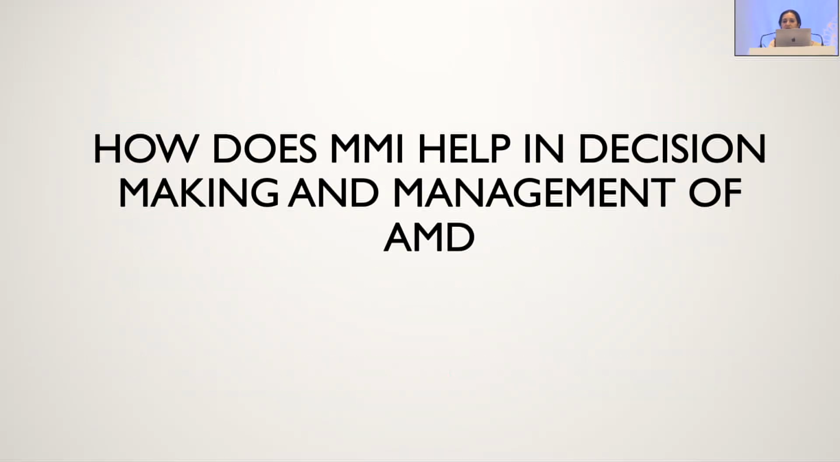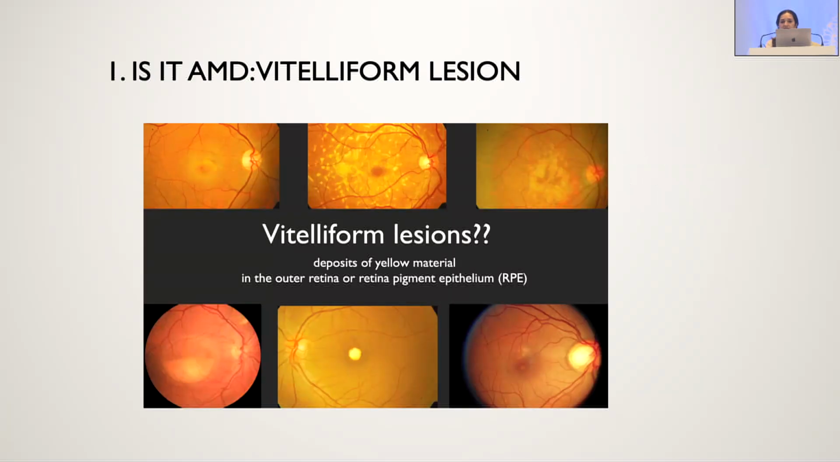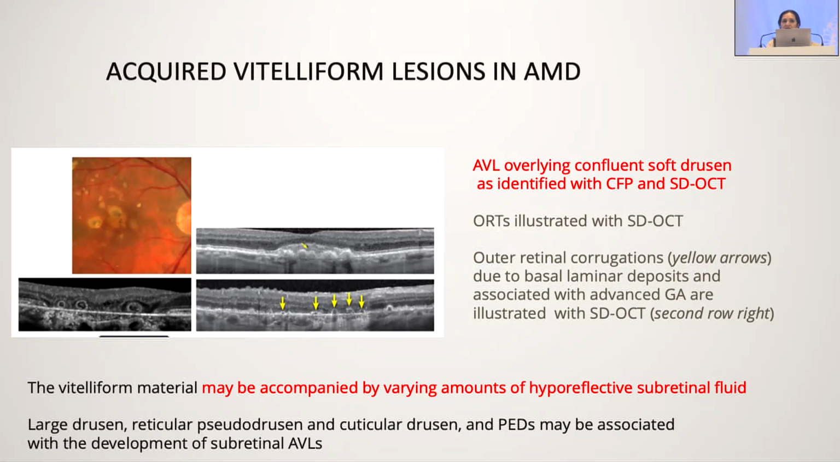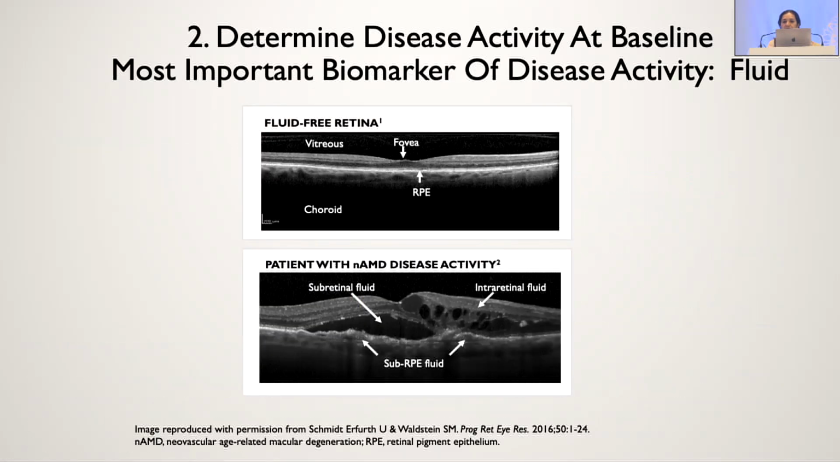So how does MMI help you in decision making and management? First of all, it helps you diagnose whether it is AMD at all. There are other lesions in the fovea, like a yellow spot or a vitelliform lesion, which may mimic AMD, but this is not really AMD. This is nothing but adult-onset vitelliform disease. You can have these vitelliform deposits in patients with AMD as well, but a keen look at the OCT will show you that there is no associated subretinal fluid or IRC, so these can be safely watched.